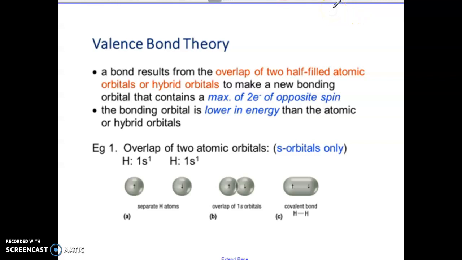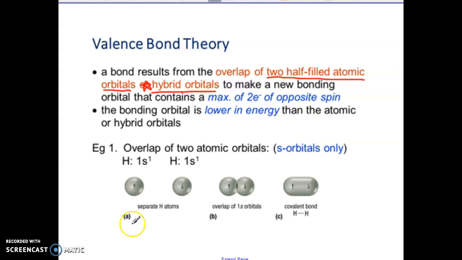So a bond results, when we're creating a covalent bond, and we're referring to covalent bonds here, when we have two half-filled orbitals or hybrid orbitals, which we'll talk about later on, that are overlapping. So essentially you have one orbital overlapping with another orbital.